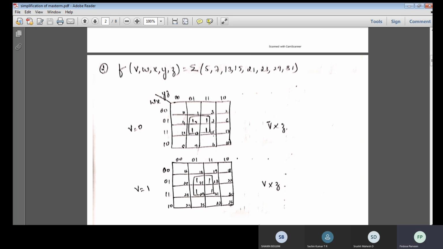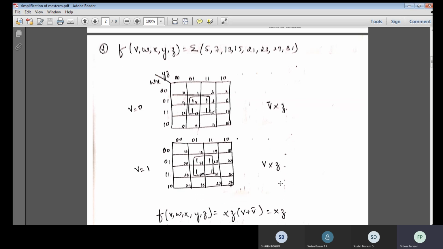So after placing, I'll group it. It is a 4 cell group. So what you will be getting here is V bar. Corresponding row, what is it? It is X. And corresponding column, when you see, it is Z. So V bar X Z. In the same way, when you see here corresponding row and column, it is X here and Z here. As it is V is equal to 1 this side, so it is V X Z.